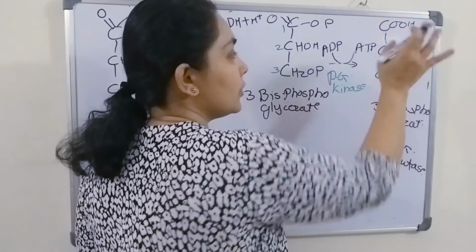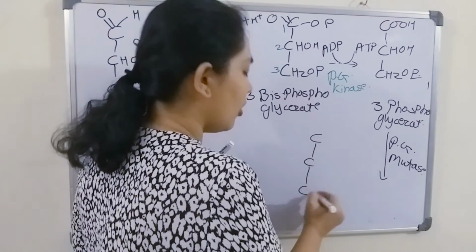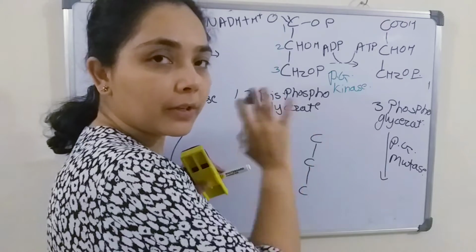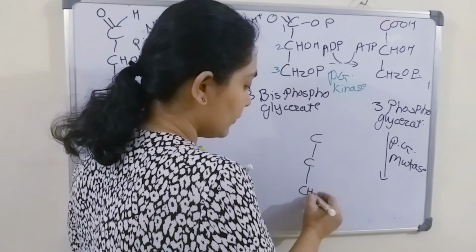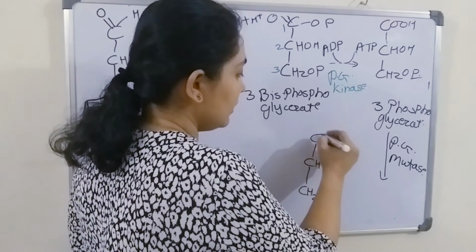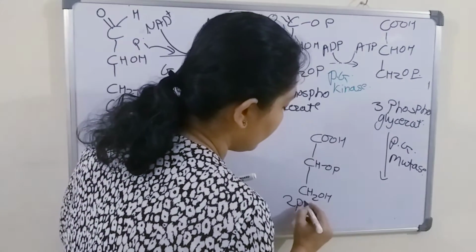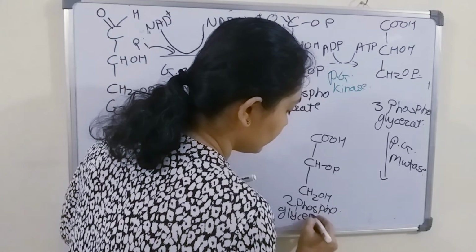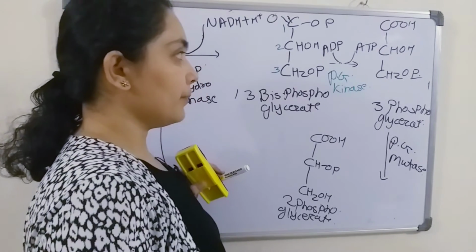The phosphate group will shift to the second carbon. Okay, so all products from glyceraldehyde 3-phosphate till pyruvate will be 3-carbon compounds. Okay, so CH2OH, OP and COOH. This is the structure of 2-phosphoglycerate. Phosphoglycerate mutase is the name of the enzyme, right?